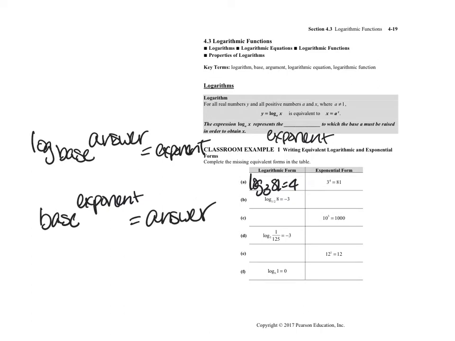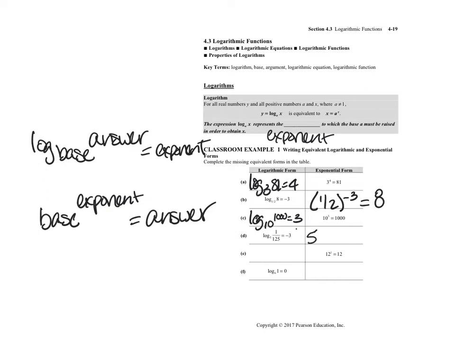And then for B, we would rewrite it as 1/2 to the negative third power equals 8, because the negative exponent flips it from numerator to denominator, or in this case, denominator to numerator. This one is log base 10 of 1000 equals 3, because whatever power you raise a 10 to tells you how many zeros.